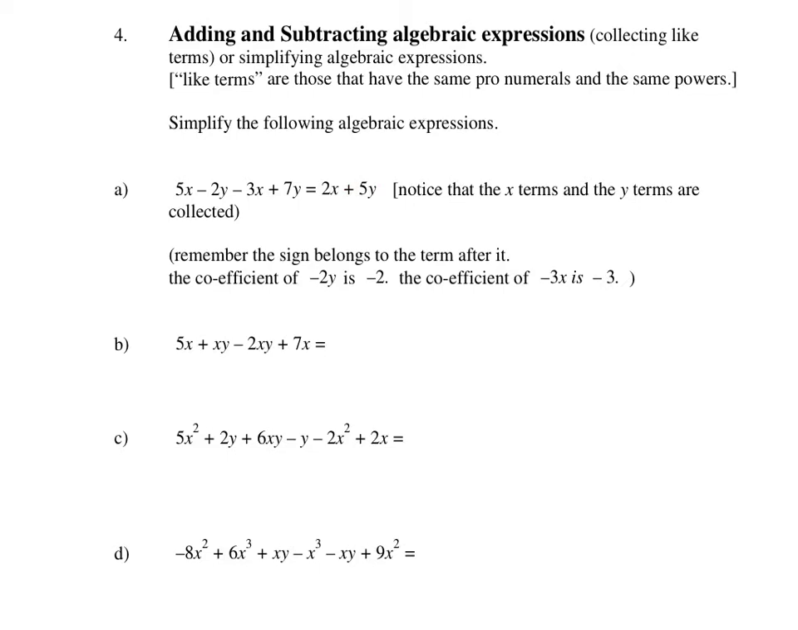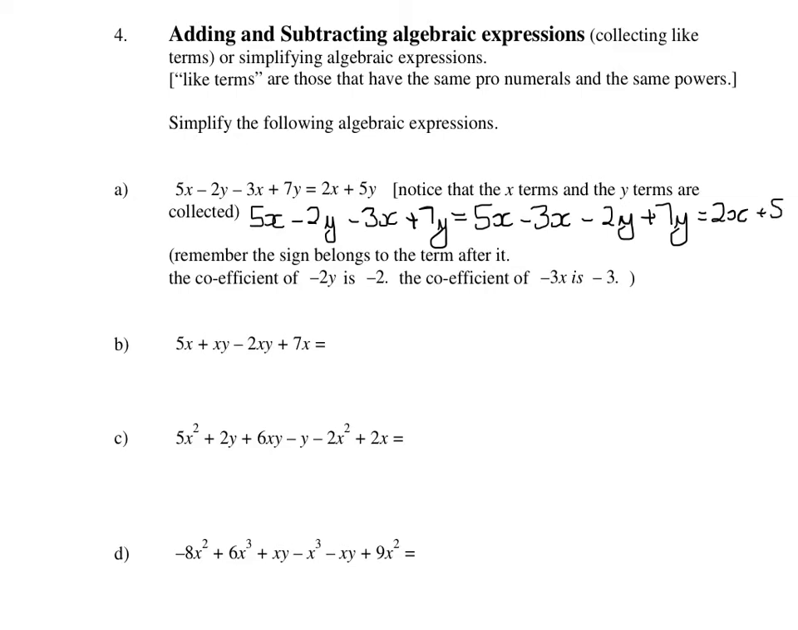We could have said the original expression was this, so I've rewritten it. Then I could have collected up the 5x minus 3x and the negative 2y plus 7y, so the like terms are close to each other, and then done the final simplification. 5x minus 3x is 2x, negative 2y plus 7y is plus 5y.